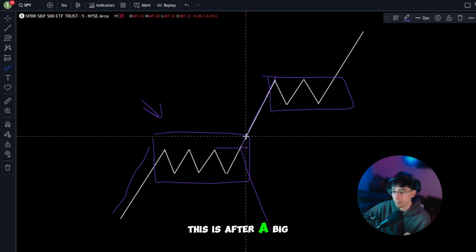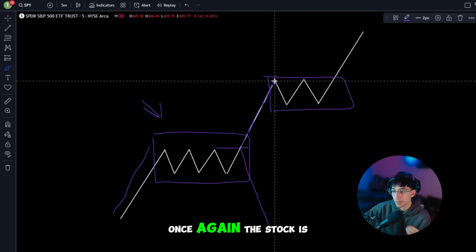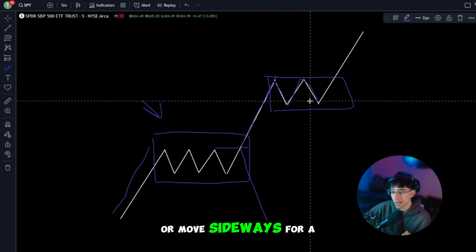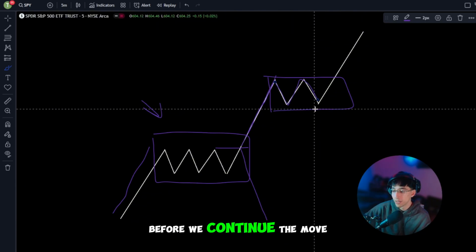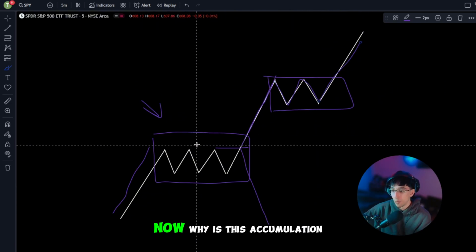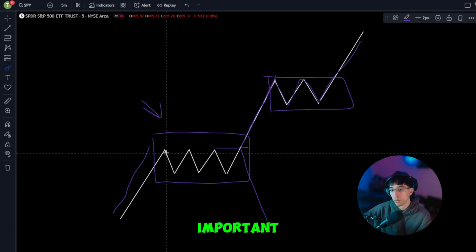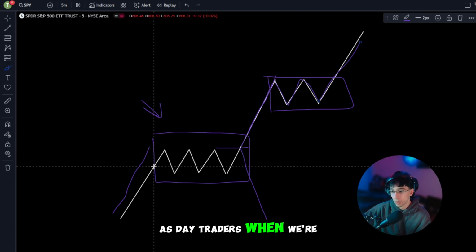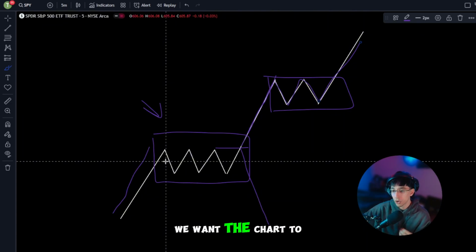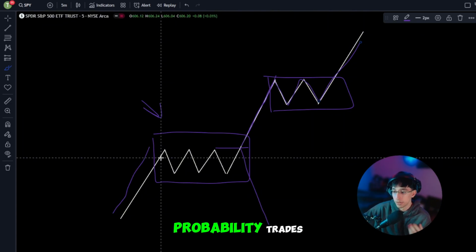This is after a big move to the upside once again. The stock is going to accumulate or move sideways for a little bit before we continue to move up or down. Now, why is this accumulation important? As day traders, when we're looking at a chart, we want the chart to be as predictable as possible in order to take high probability trades.